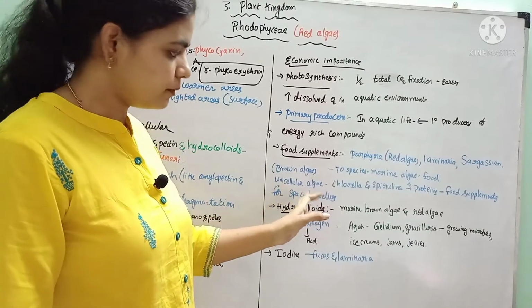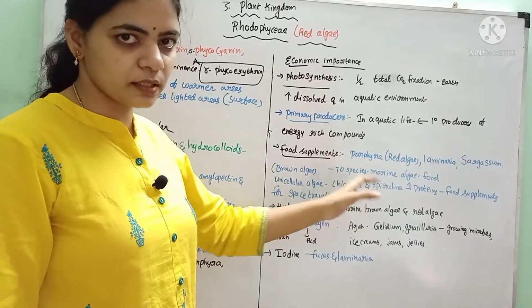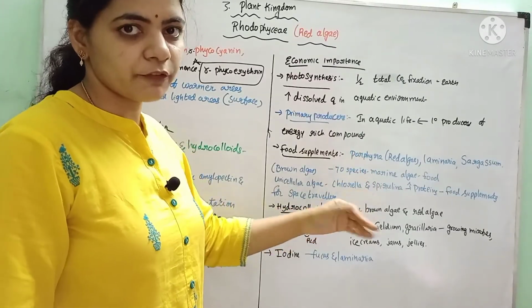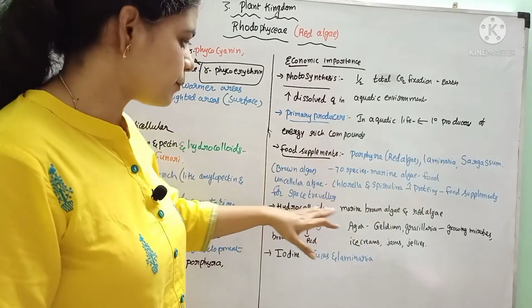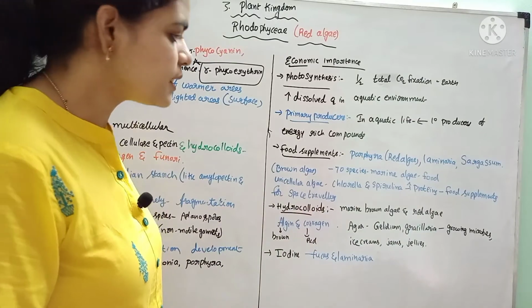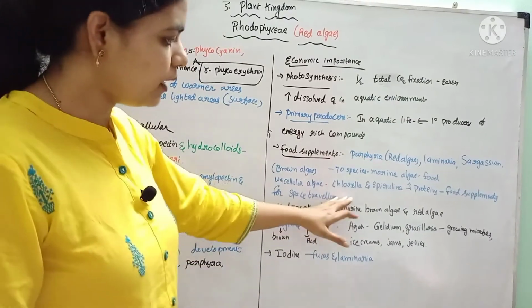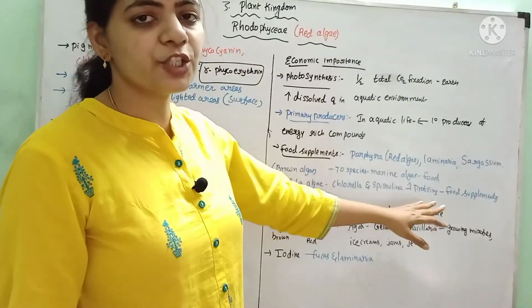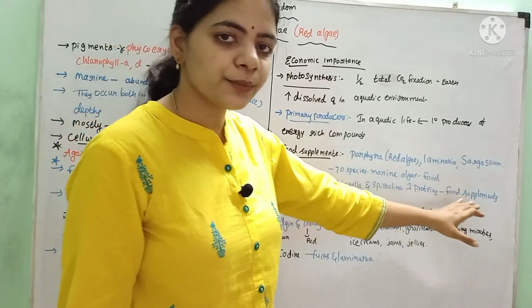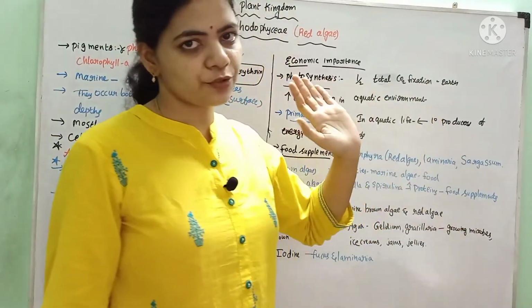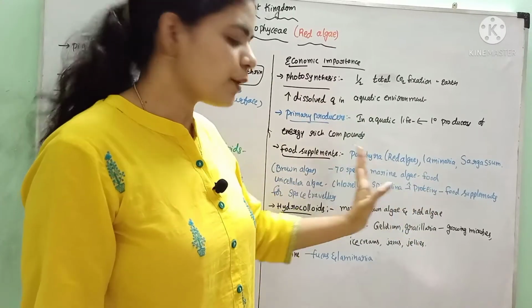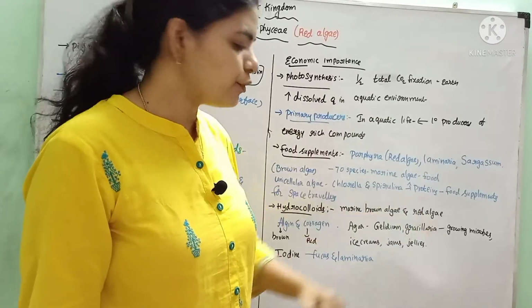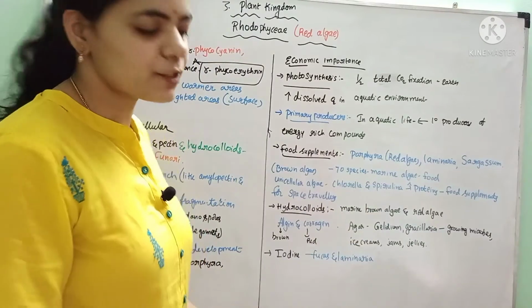In China, Chinese people eat these algae as food supplements. And the unicellular algae like Chlorella and Spirulina are rich in proteins, and these are used as food supplements by the astronauts. Astronauts are space travelers. Spirulina and Chlorella are the food supplements mainly used by the astronauts.